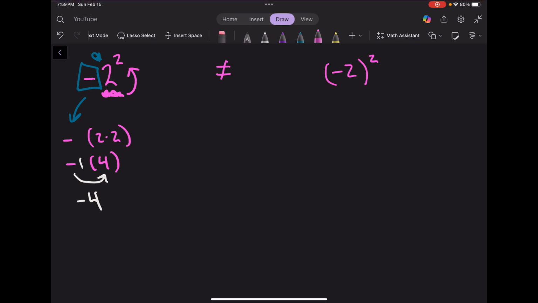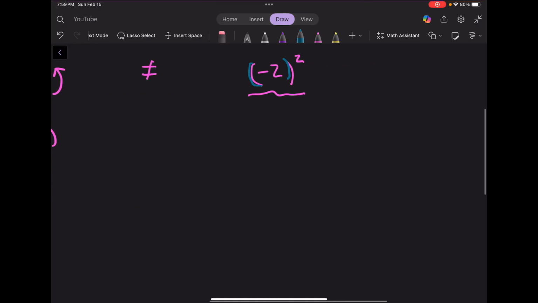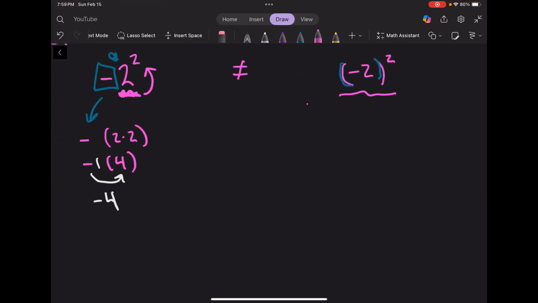So, let's do this one over here. Now this one is wrapped in a group. So like we did in the previous example over here, we got to keep it together. They're a family, right? So we do negative 2 times negative 2, because we're taking this family and raising it to that power. So a negative times a negative is a positive, and 2 times 2 is 4, so we get 4 as our final answer.